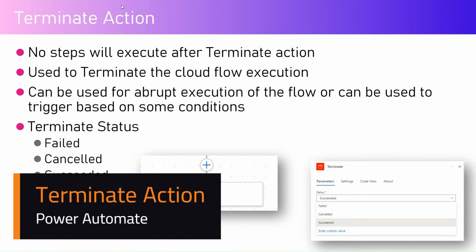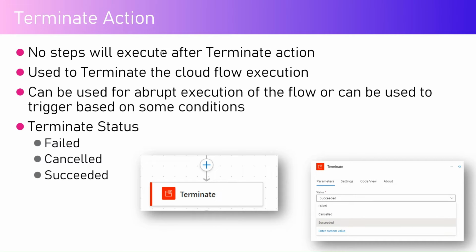In this video, I'm going to talk about the terminate action within Microsoft Power Automate. The terminate action is basically used to terminate the cloud flow execution. So think about it, if you want to abruptly stop a flow, then you can use the terminate action to stop your flow execution, okay? Now, it can be triggered based on some conditions as well.